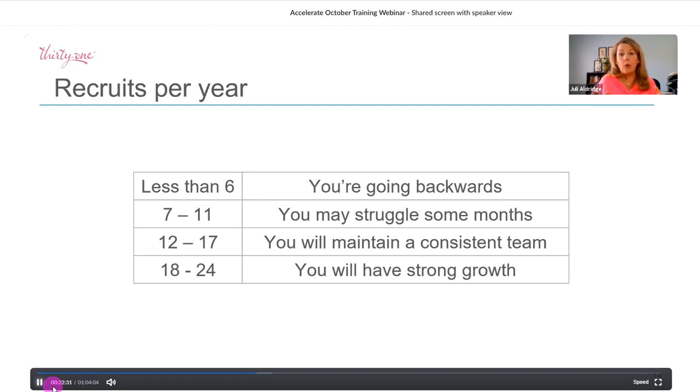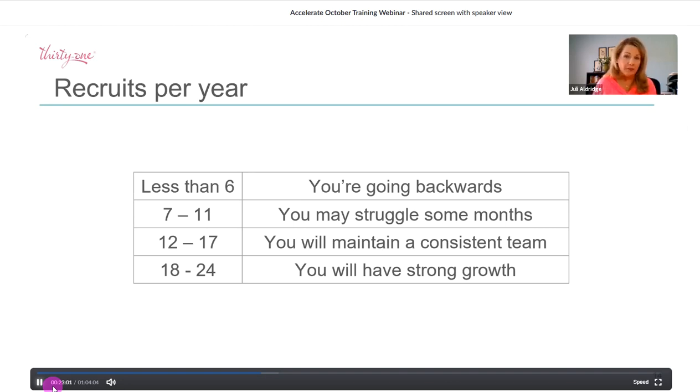Okay. Now, when you focus on recruiting between 7 and 11 per year, you're going to see that some months you're actually going to struggle. Okay. It's not enough numbers to get ahead of the game. If you are doing 7 to 11, you're going to be hitting your numbers most of the time. Okay. And you'll probably be getting paid at your title. But again, you'll probably be really paying attention to those numbers closely.